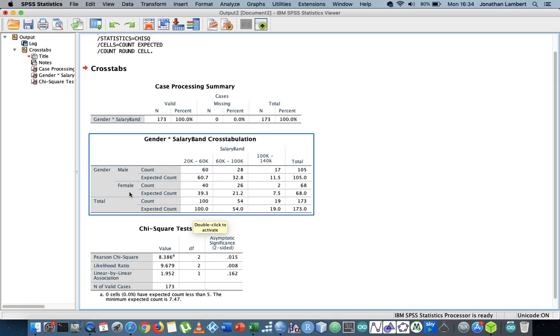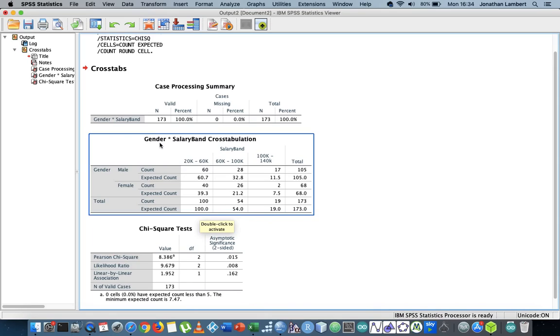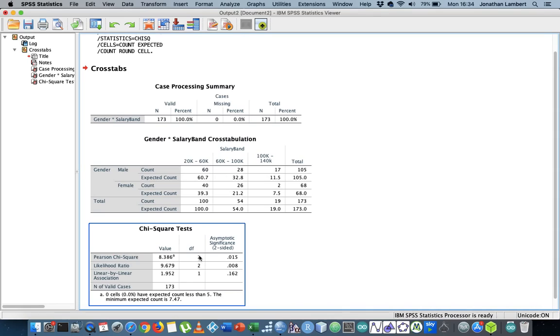That's how many levels of measurement there are associated with the gender cross salary band variables. Gender, there are 2 categories. Salary band, there are 3 categories. The degrees of freedom of a chi-square test is the number of categories minus 1. So in gender's case, it's 2 minus 1, which gives us 1, multiplied by the number of categories on salary band, which is 3 minus 1, which gives us 2. So we have 1 times 2 gives us 2, which is what we have here, 2 degrees of freedom.